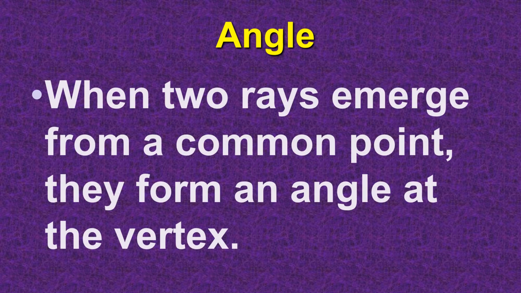So let us now look at angles. Now what do you mean by an angle? When two rays emerge from a common point, they form an angle at the vertex. They form an angle at the vertex. Now what is a vertex and what are arms, we will study ahead.